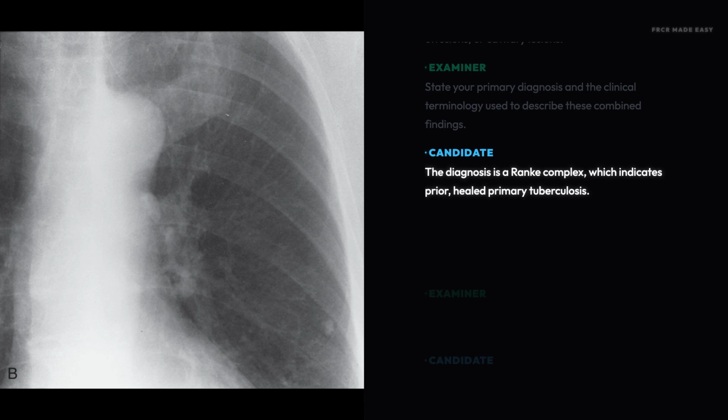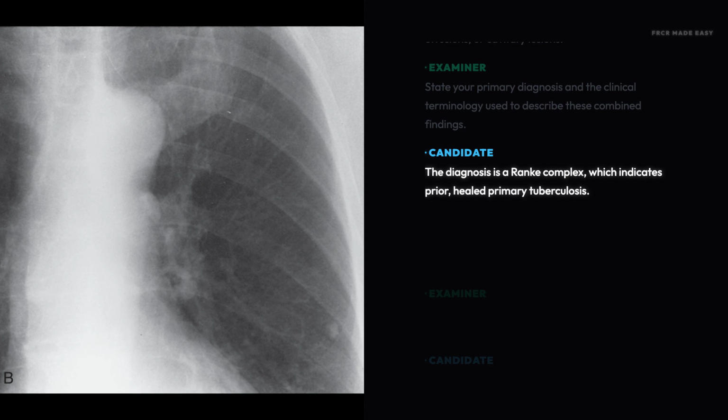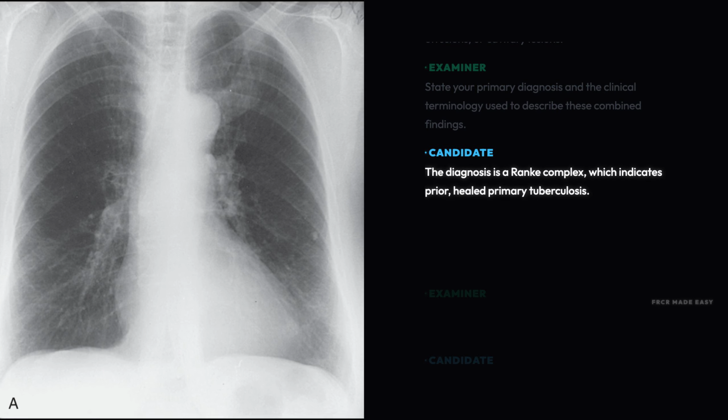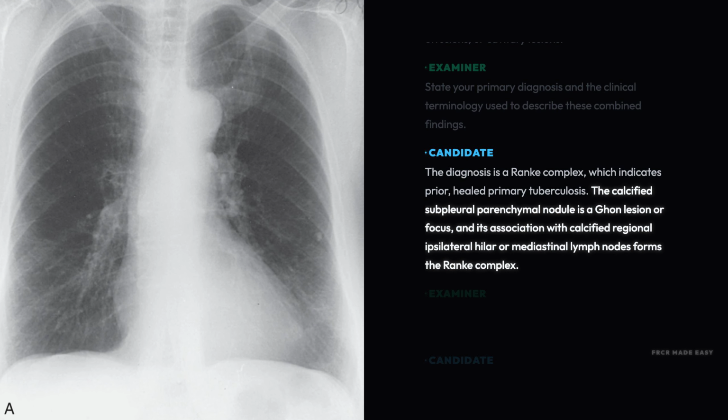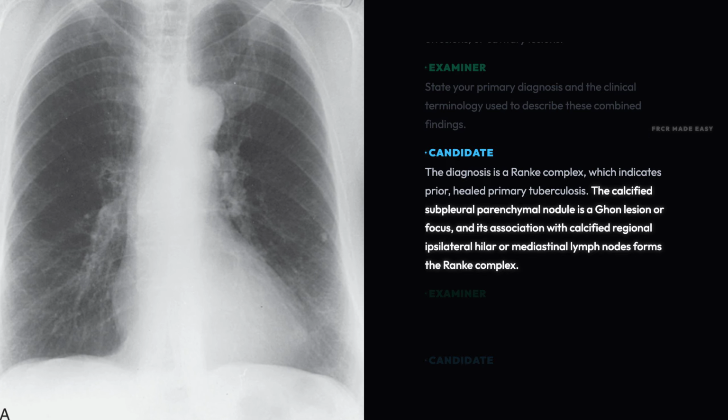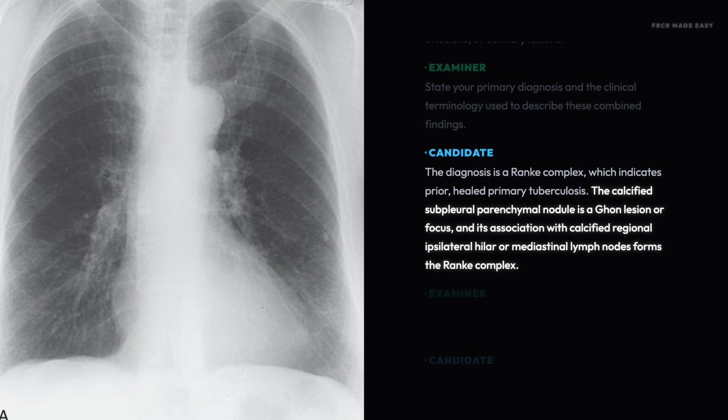The diagnosis is a Ranke Complex, which indicates prior healed primary tuberculosis. The calcified subpleural parenchymal nodule is a Ghon lesion or focus, and its association with calcified regional ipsilateral hilar or mediastinal lymph nodes forms the Ranke Complex.